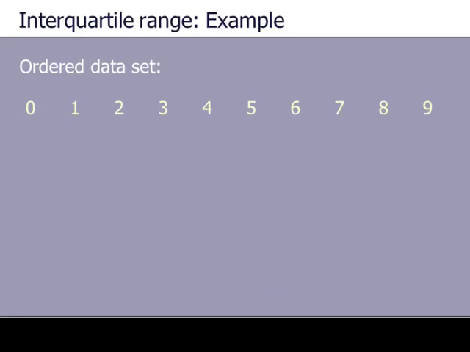Let's work through an example using the numbers from 0 to 9. Step 1 is to arrange these numbers in order from smallest to largest. Then we find Q2, which is the median of the entire data set. Recall from the previous lesson that when you have an even number of values, the median is equal to the sum of the middle two values divided by 2. So in this example, the median, Q2, is equal to 4 plus 5 divided by 2, or 4.5.